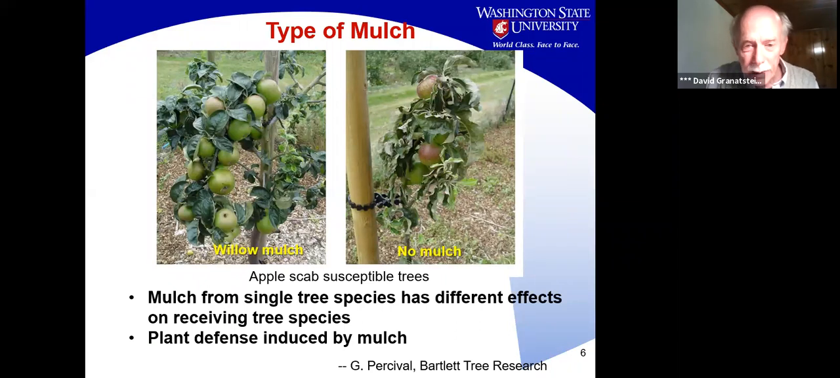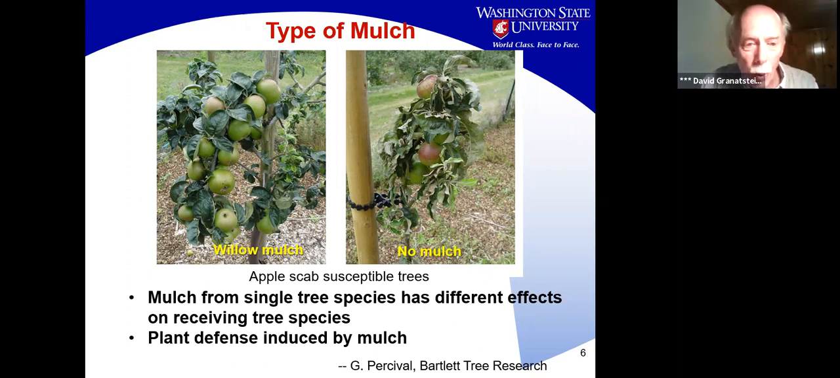I'm going to mention briefly, because I've had this question, does the type of mulch, the type of tree it comes from matter? And the answer is, it appears to. There has been very little work done on this, but a fellow in the UK, Glenn Percival, did a test where he looked at mulches from 7 different species of trees, and he put them then on all combinations of the trees as receiving trees. And he found that 2 trees, the cherry and the hawthorn, as mulch sources, led to benefits on everything that received it. So that was a really interesting finding.